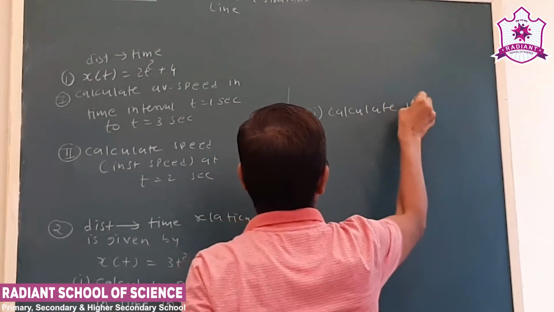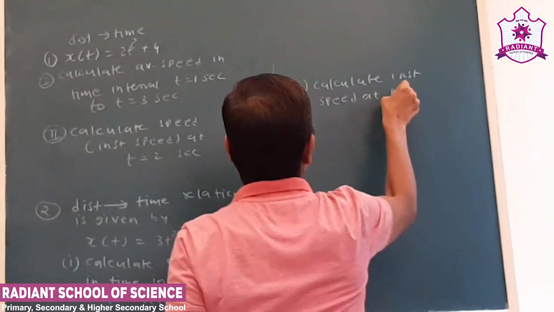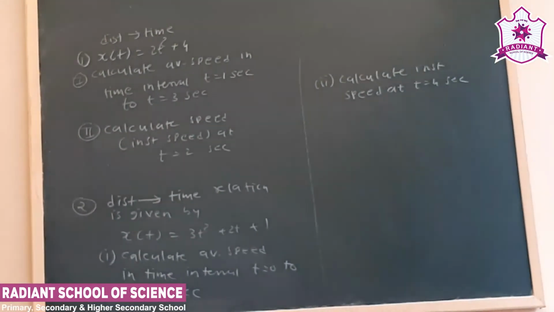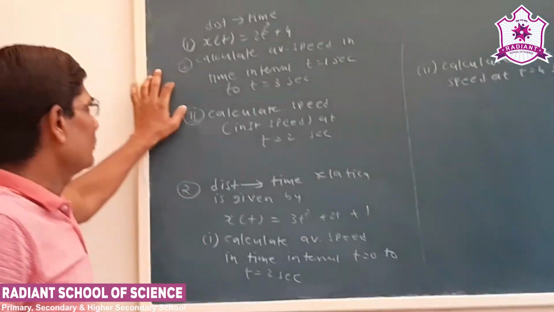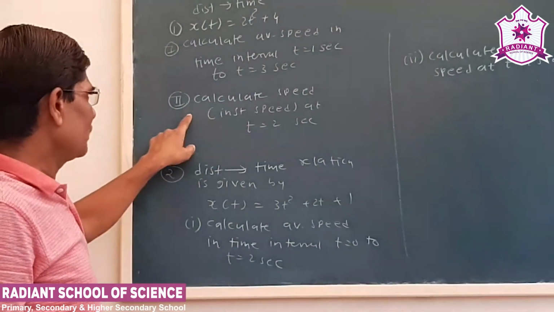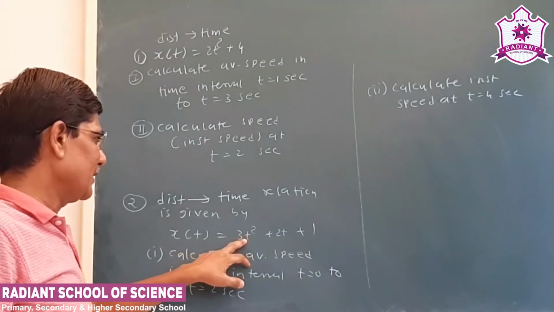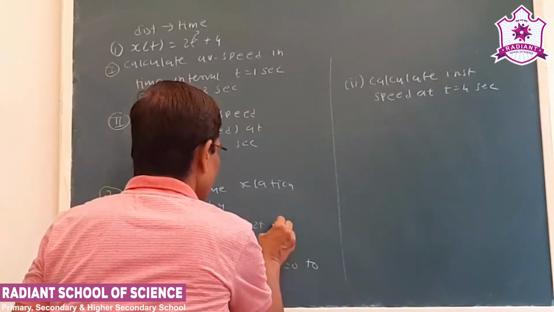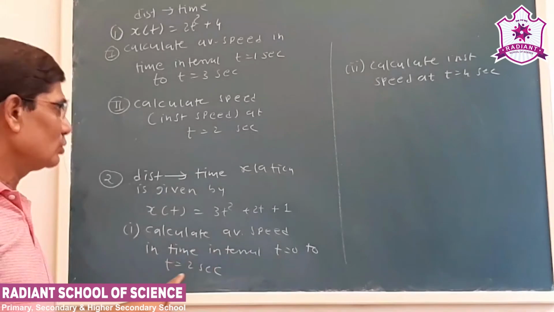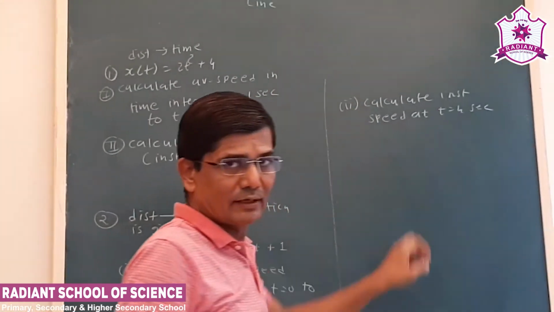Okay. Now both are similar questions. So in the first question you have to find out average speed in time interval 1 to 3 seconds, and instantaneous speed at 2 seconds. Second question, x(t) is given as 3t square plus 2t plus 1. See, you have to calculate average speed in time interval 0 to 2 seconds. Also you have to calculate instantaneous speed at 4 seconds.